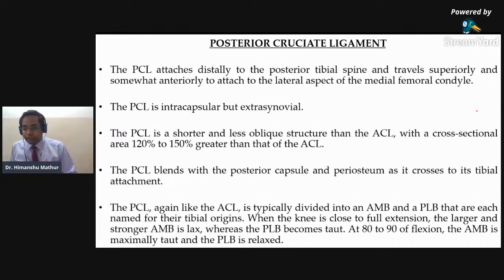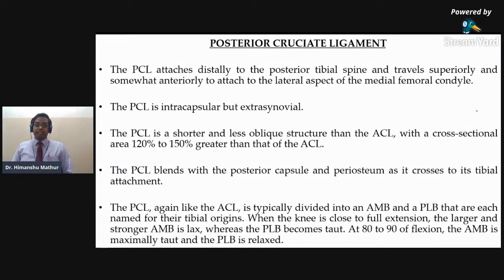Let me tell you, these two ligaments are extra synovial ligaments. They come out of the synovial membrane. That's written in the next point also. Now the PCL is a shorter, less oblique structure than the ACL with a cross-sectional area 120 to 150% greater than that of the ACL. This is one of the important reasons why ACL injury is more common as compared to PCL injury. PCL or posterior lateral complex injury is not that common when we talk about injuries of the knee joint.